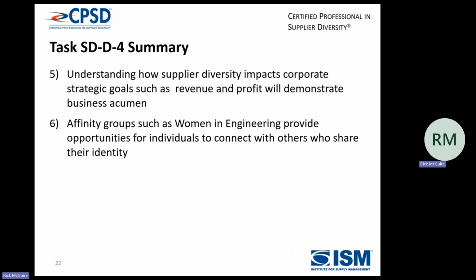Understanding how supplier diversity impacts corporate strategic goals such as revenue and profit will demonstrate business acumen. And affinity groups such as Women in Engineering provide opportunities for individuals to connect with others who share their identity.